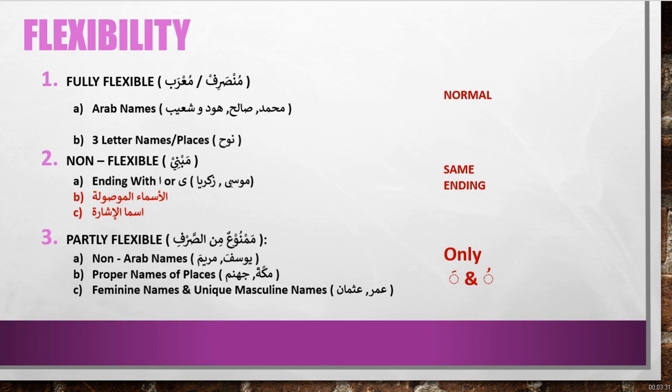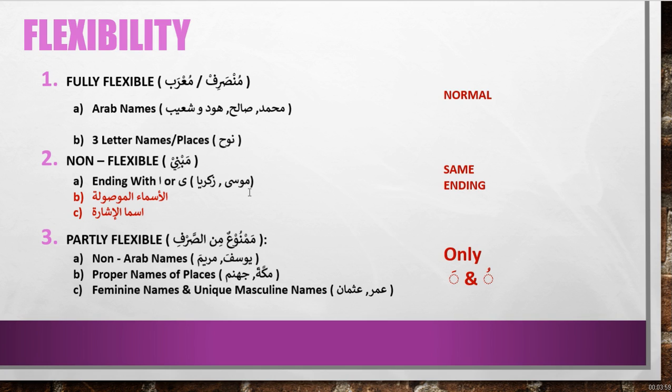Non-flexible means even if it's Rafa, Nasab, Jar, it doesn't matter, the sound won't change. And this is especially true for these 2, Ism Mowsool and Ism Isharah, which we will do in this video inshallah. So no need to worry about those 2. And the first category is if it ends with an alif or an alif. This is also an alif actually. And so how will we understand?